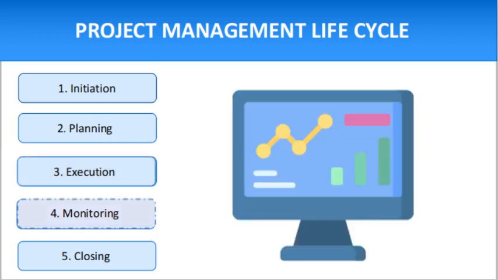Okay. The next phase is monitoring and controlling. This is one of the toughest areas in the project management cycle. It involves reporting on performance and monitoring and controlling the project. That means ensuring the project is going according to plan, and if it is not, controlling it by working out solutions to get it back on track.